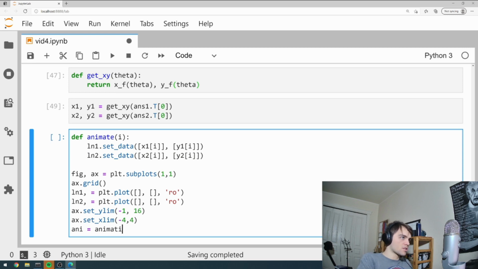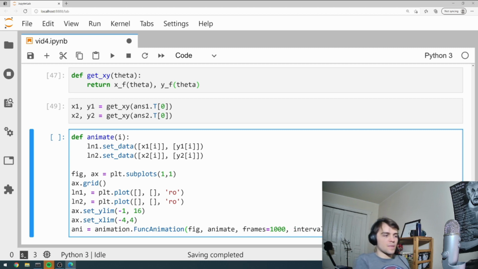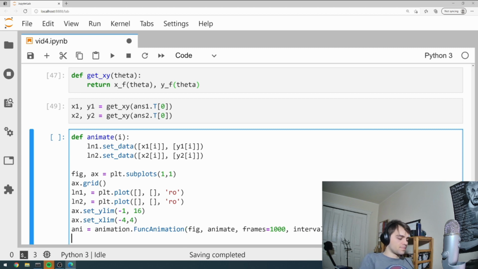And we'll go animation dot FuncAnimation, imported. We'll give it a figure and our animate function. We'll go 1,000 frames. This interval is not important. I always set it to 50. And we'll save our animation. Save it as a gif, and I'll call it pendulum. And I'll use pillow as my writer. And I'll save it at 50 frames per second.